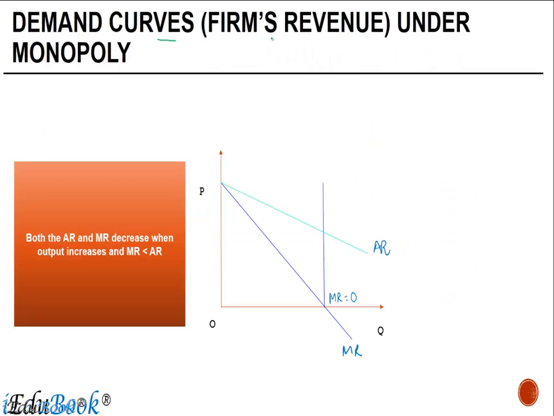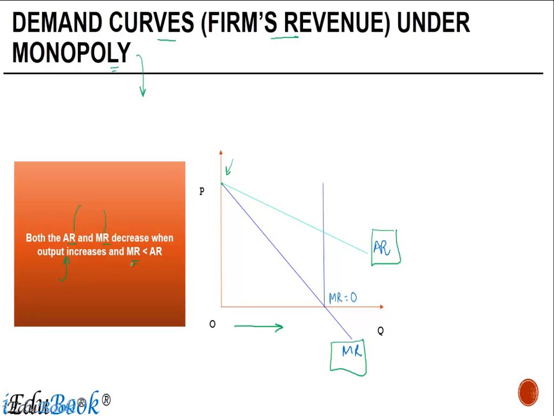Let's look at the demand curve or the firm's revenue under monopoly. In case of monopoly, the producer may have a particular price at which he is selling a defined number of goods. Both the average revenue and the marginal revenue, this is the average revenue curve, this is the marginal revenue curve, keep on decreasing as the output or the quantity sold is increased. So the average revenue as well as the marginal revenue decrease when the output is increased.